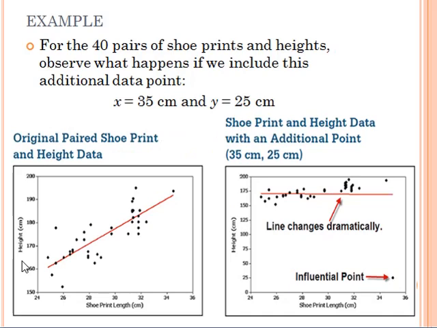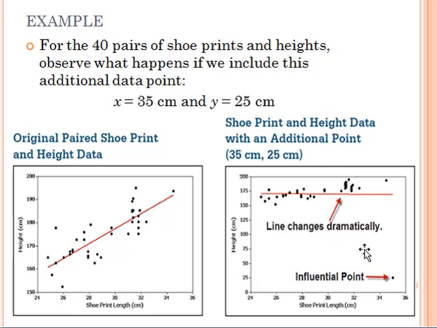So here is an example. We have 40 pairs of shoe prints and height, the same example which we were considering, and we observe what happens if we include this additional data point, right? If we add some other data points, which can be outliers or maybe some other data, and then draw our regression line with the addition of those points, you will see that there is a very severe change in our regression line. You can see in this figure that our regression line has changed very dramatically, right?